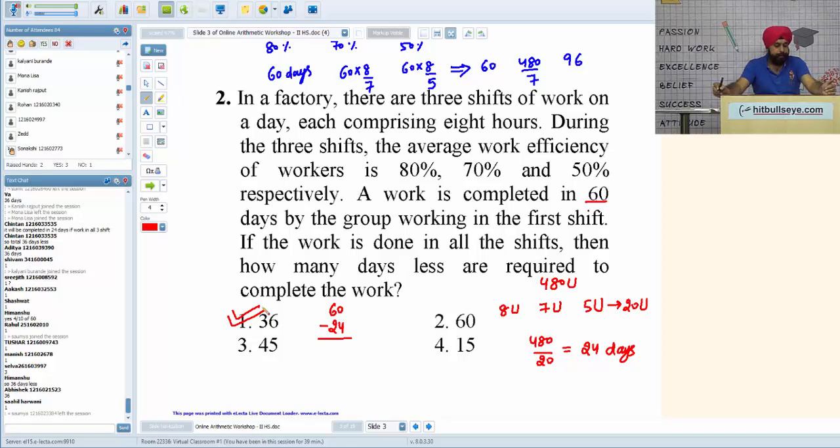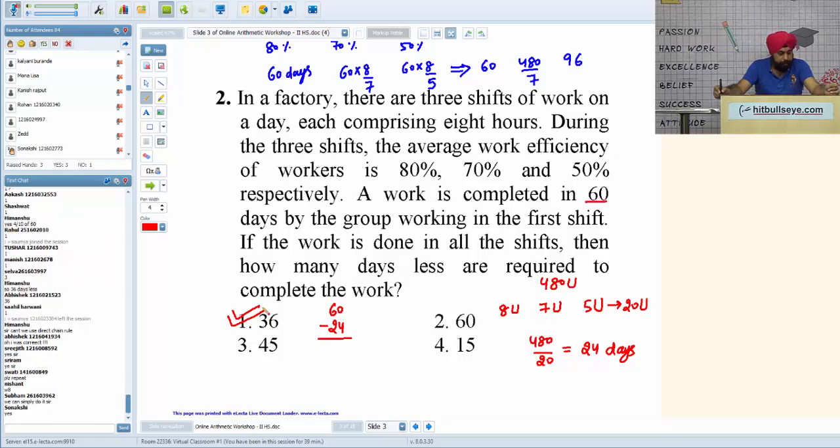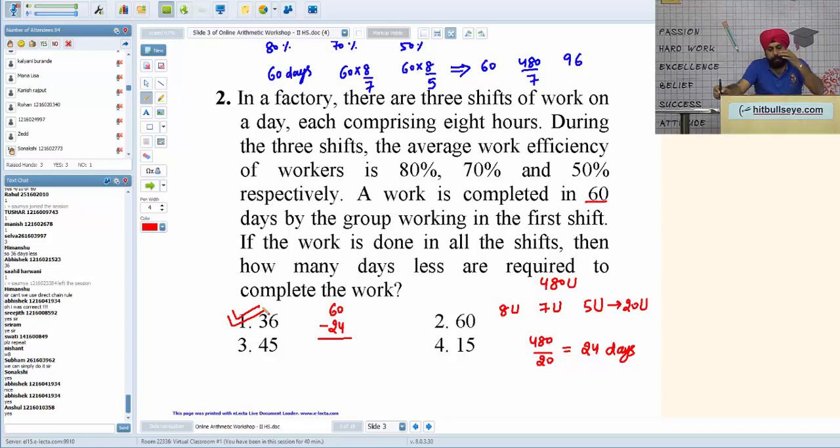So it is 36 days. The first option becomes your answer. Is that fine, students?